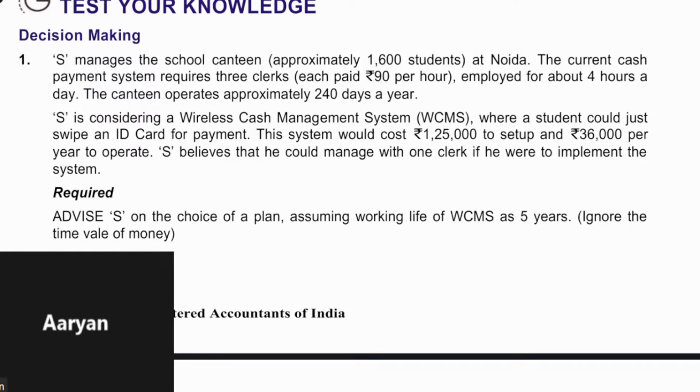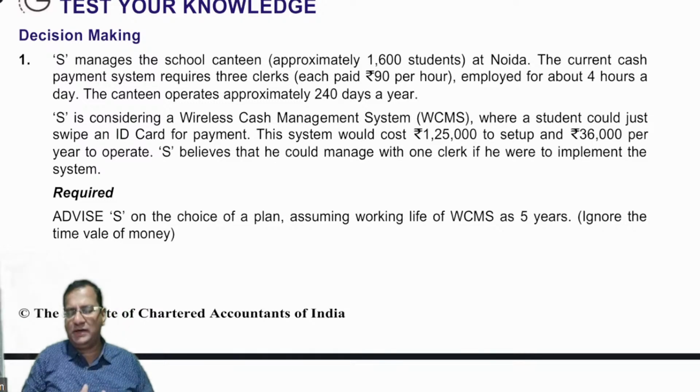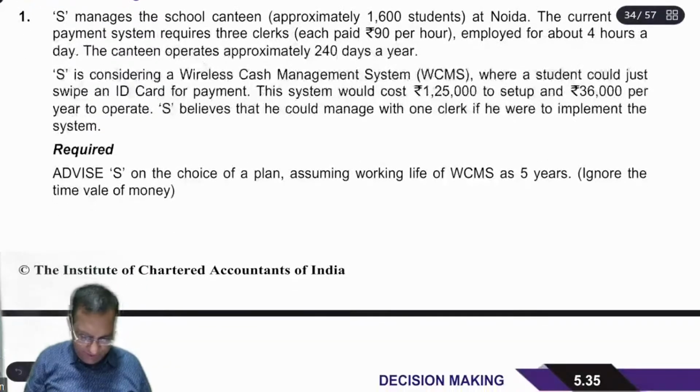So let's start this question. So we are comparing the existing manual system with the wireless cash management system. In case of the existing system, what are the costs we are incurring? We are incurring the payment to clerks. There are 3 clerks.